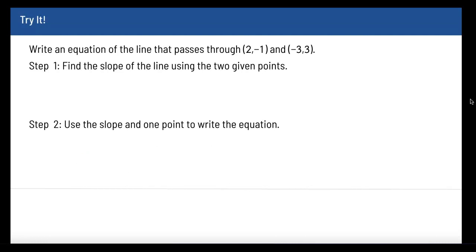You try writing the equation for a line that passes through these 2 points. Make sure you find the slope of the line, then use the slope and one of those points to write an equation.